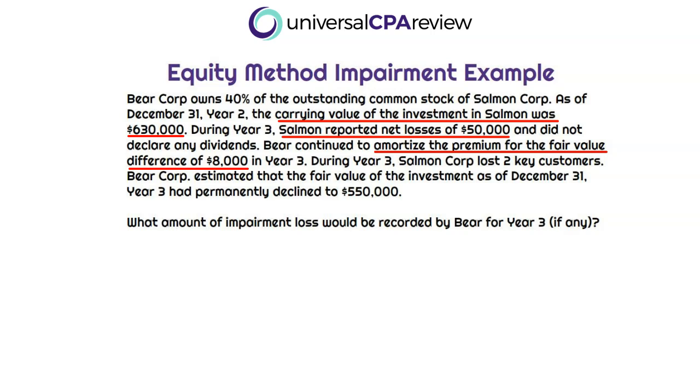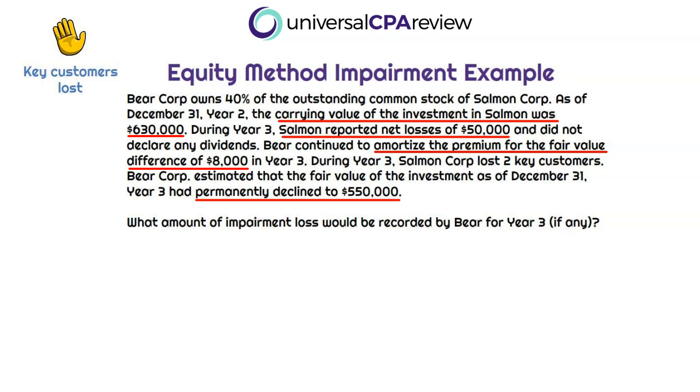So it then says that during year 3, Salmon Corp lost 2 key customers. They must not expect to get them back. Now, Bear Corp is saying, okay, that impacts our assessment of the fair value. We now believe the fair value of this investment has permanently declined by the end of year 3 to $550,000. Right, so that's a permanent decline.